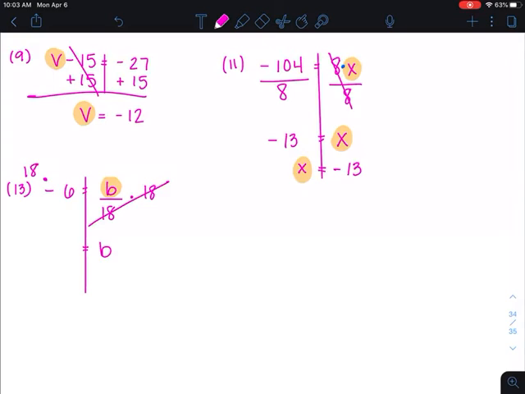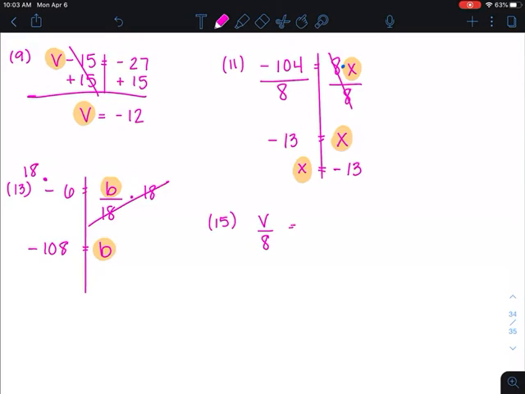I will have b left, and negative 6 times 18 is negative 104. I'm sorry, negative 108. B is by itself, therefore our problem is complete.